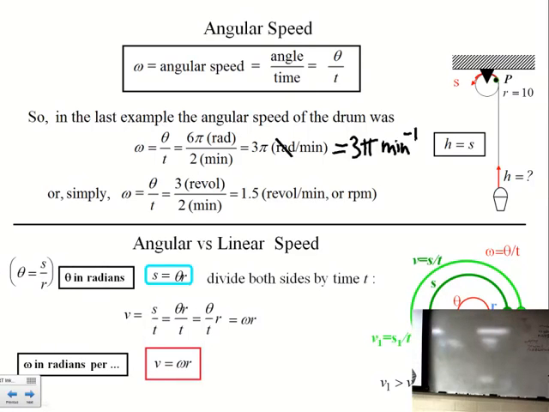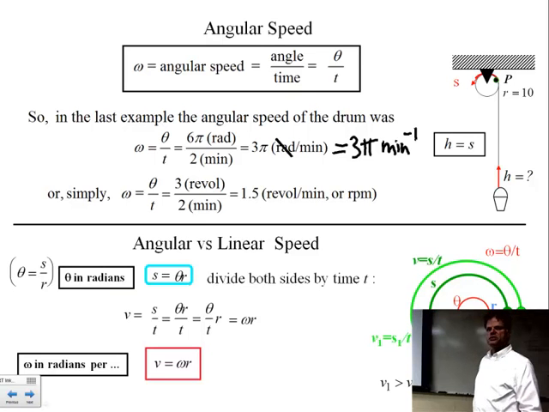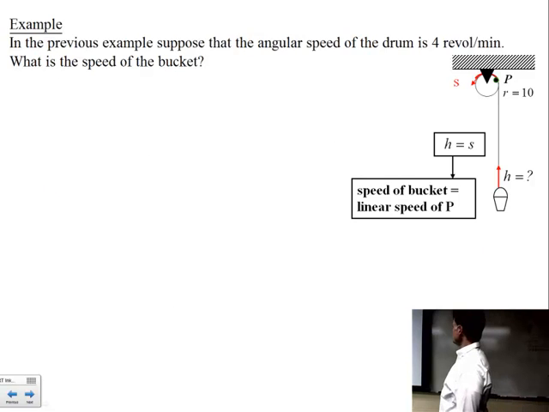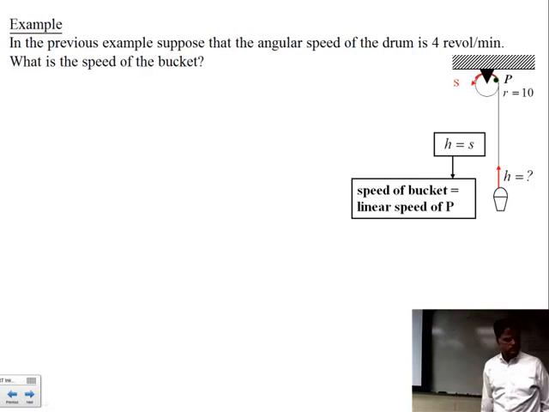So here, theta is in radians. Omega is going to be in units of radians per unit time. Say radians per minute, radians per second, whatever. All right. Let's take a break, and then we'll finish this example. 10 minutes.